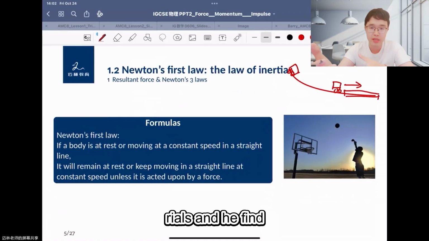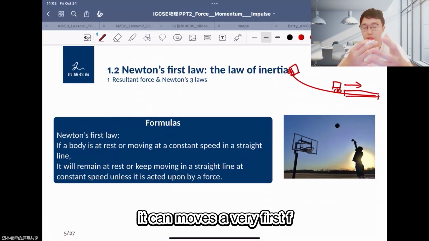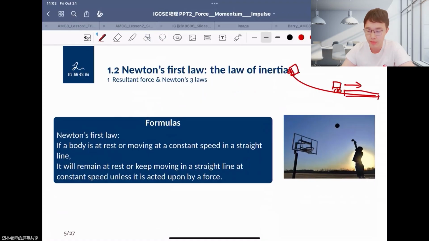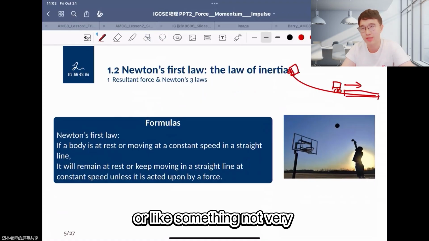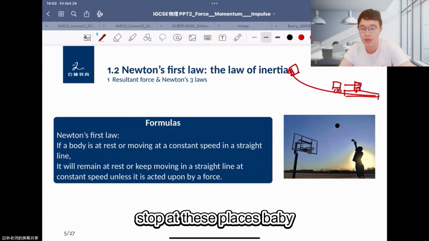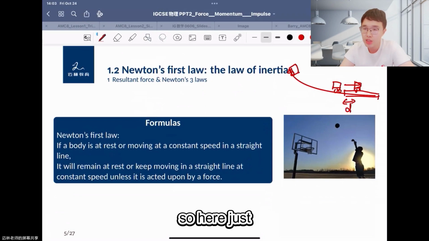And he finds if you change this to glass or a calcium stone, you can find it can move a much further distance on the materials, right? But if you choose the towel or something not very smooth, the toy car will just stop at these places, maybe here. So at a very little distance, right? So here we need to think.